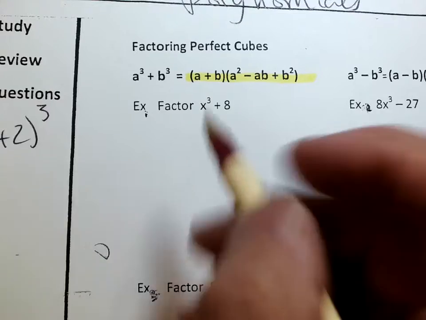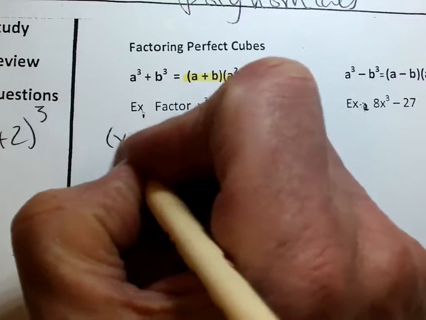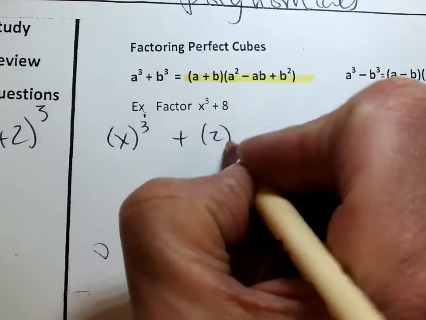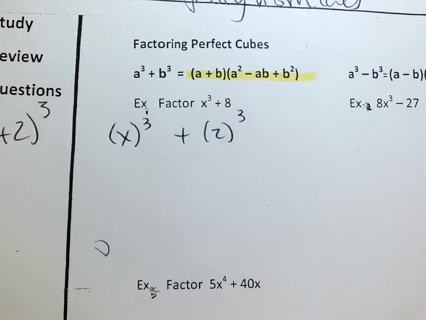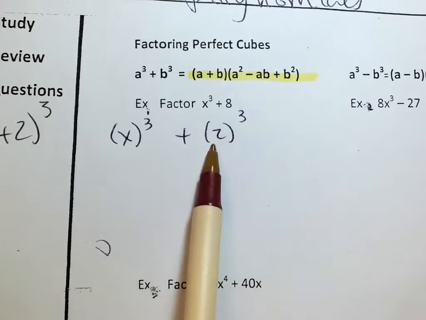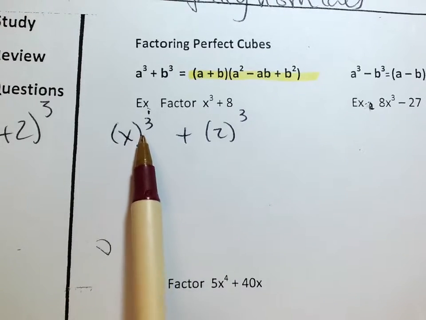So what I know is that, and I'm going to write it in an odd way, this is the same thing as an x cubed plus a 2 cubed. I'm just going to rewrite it as x cubed plus 2 cubed, just to show you that my x would represent the a's up here, and my 2's would represent the b's up here. So I have a cube plus a cube.